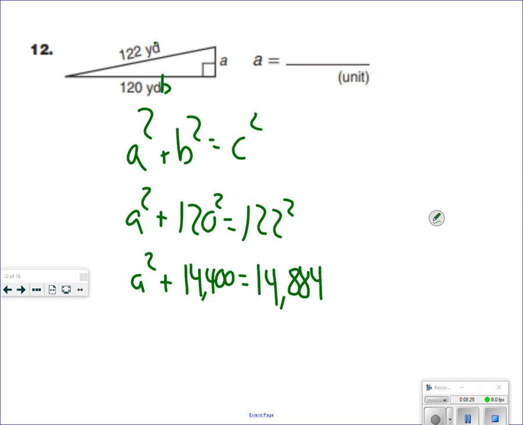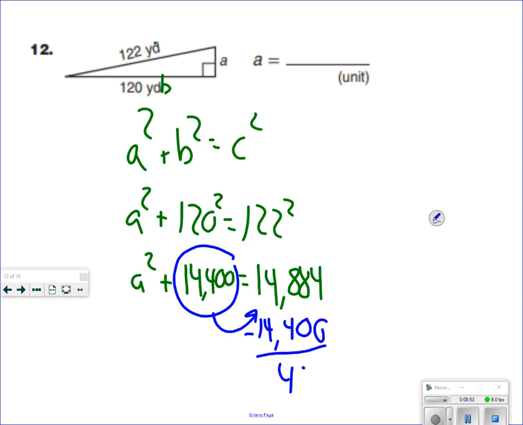14,884. Now we're probably wondering, how do we find out what A squared is? Well, I'm going to change colors to help us out. I'm going to move this 14,400 over to the other side of the equal sign, so I have to subtract 14,400 from 14,884. So I'm going to subtract 14,884 minus 14,400. Gives me a beautiful answer of 484. So A squared equals 484.